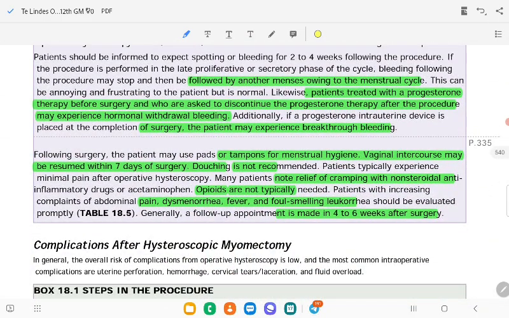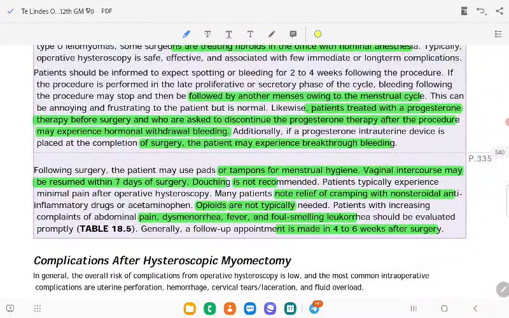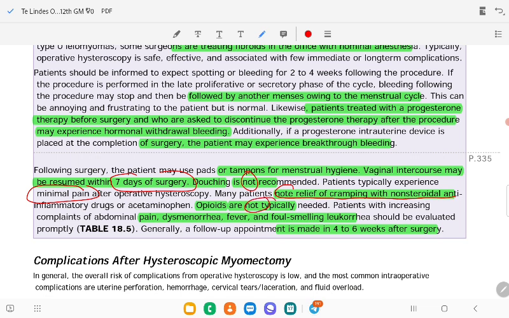Following surgery, patient may use tampon, pad, menstrual hygiene. Vaginal intercourse may be resumed within 7 days after the procedure. Douching is not recommended. Patient typically experiences minimal pain. Many patients notice pain relief; NSAIDs and opioids are not usually needed. Pain, dysmenorrhea, fever, foul smell, or discharge will make us suspect some recurrent tissue residual component. Follow-up is 4 to 6 weeks after surgery.